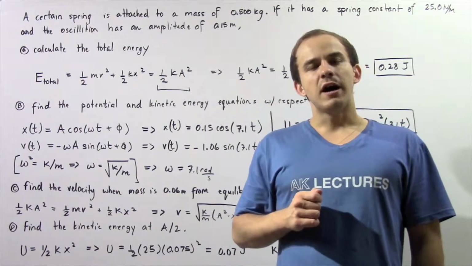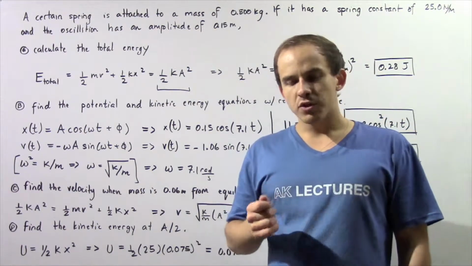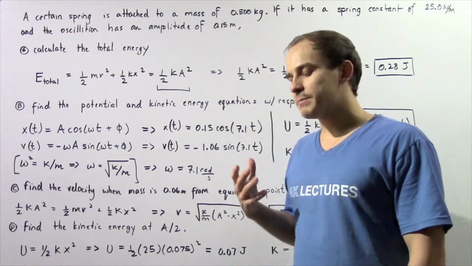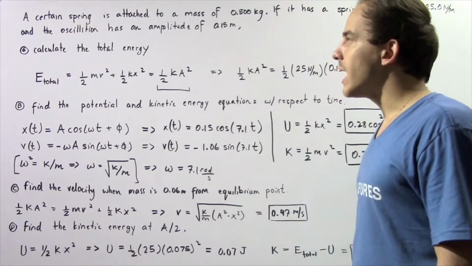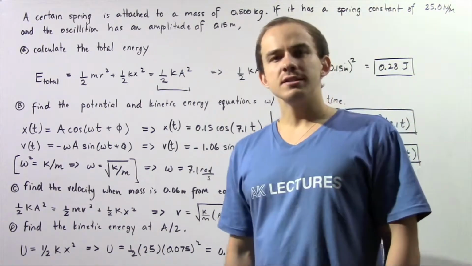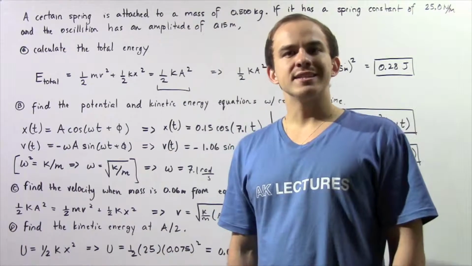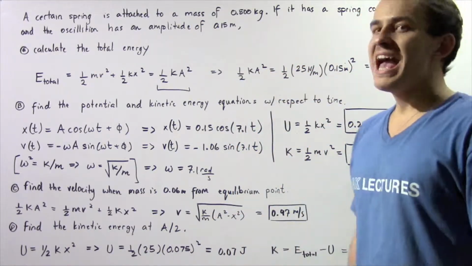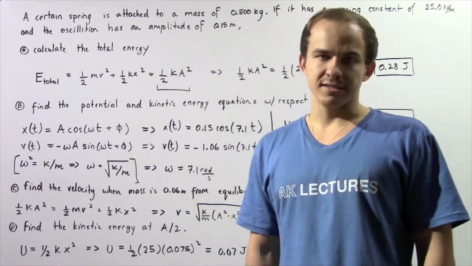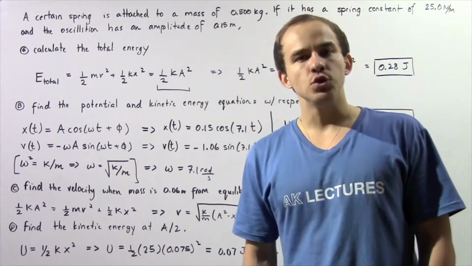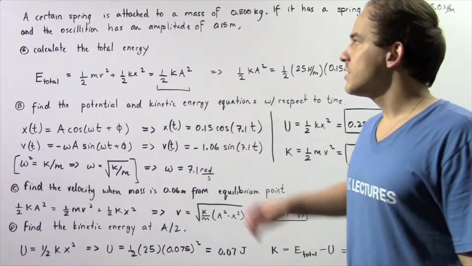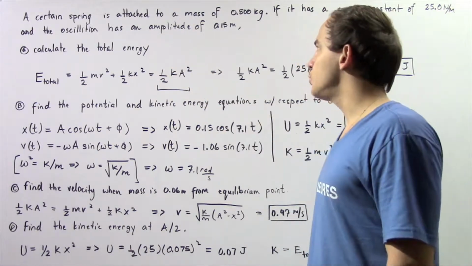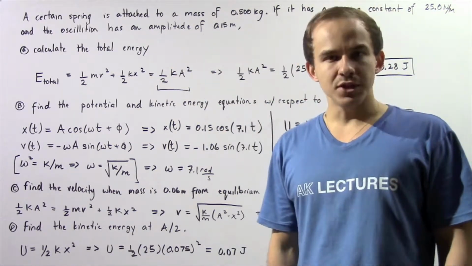So let's look at the following example that will deal with the kinetic energy and elastic potential energy of our oscillating system. Let's suppose that a certain spring that is attached to a mass of 0.5 kilograms has a spring stiffness constant of 25 newtons per meter and the oscillation has an amplitude of 0.15 meters.